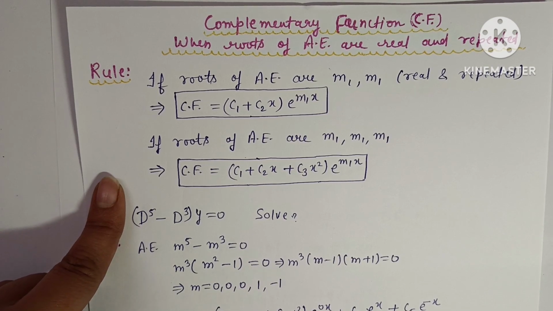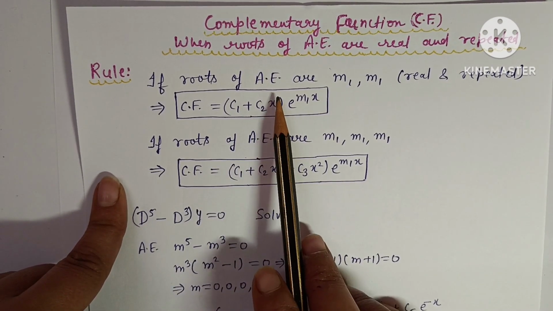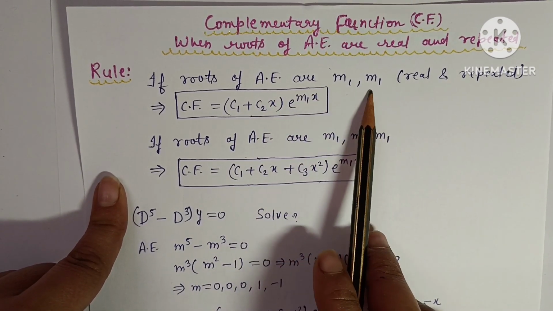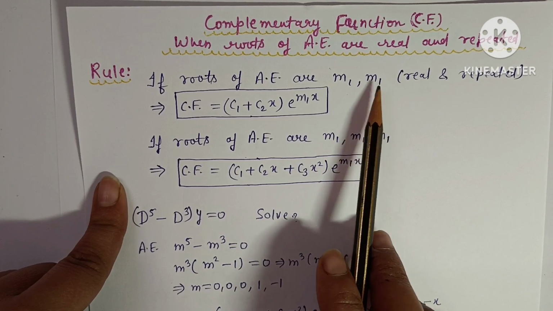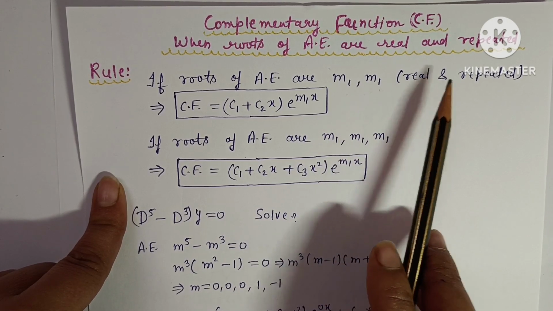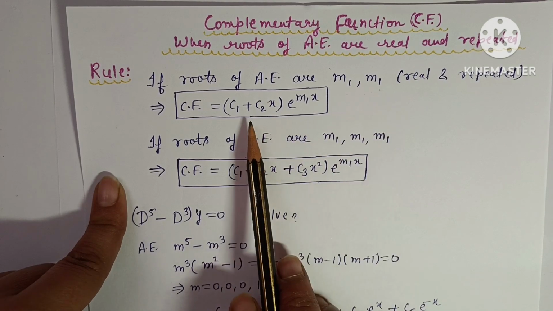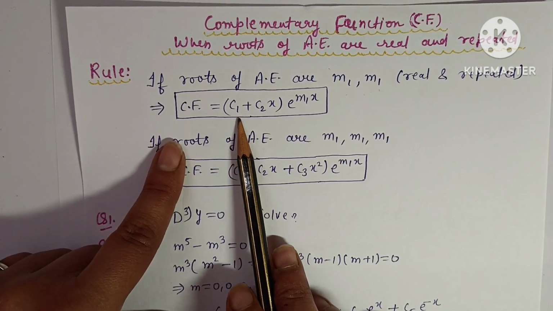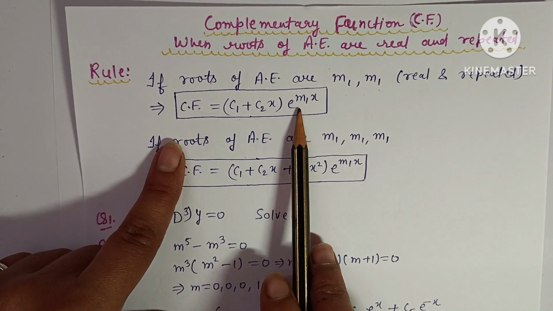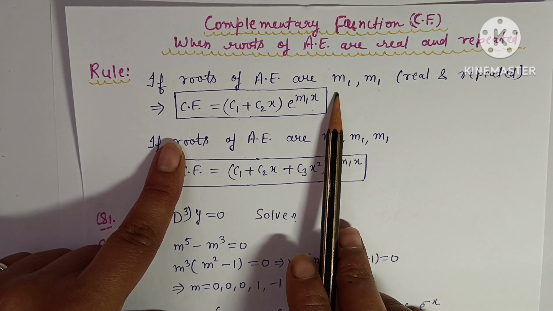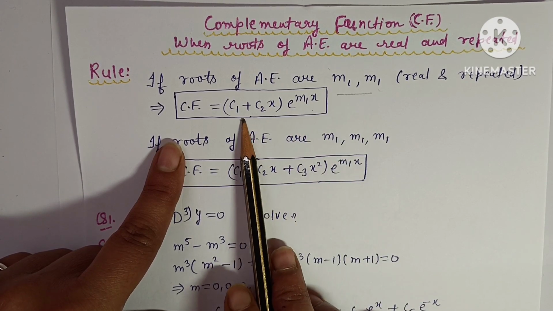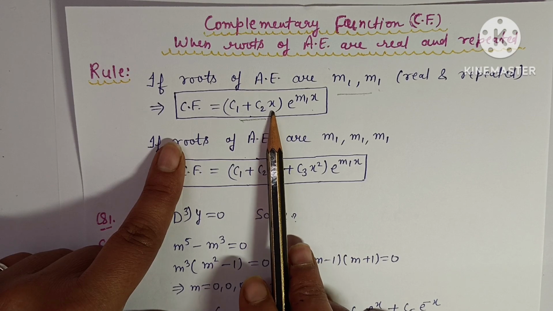So let's start. If roots are m1, meaning repeated, and if these roots are real, like 2 2, 3 3, 4 4, then CF will be (C1 plus C2x) e to the power m1x. These are two roots, so you will have two constants in CF, but you will multiply with x if x is the independent variable.